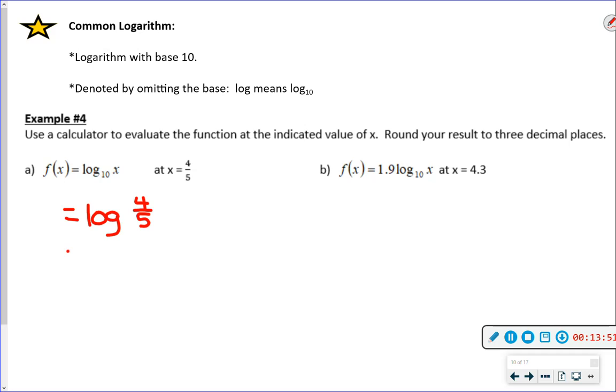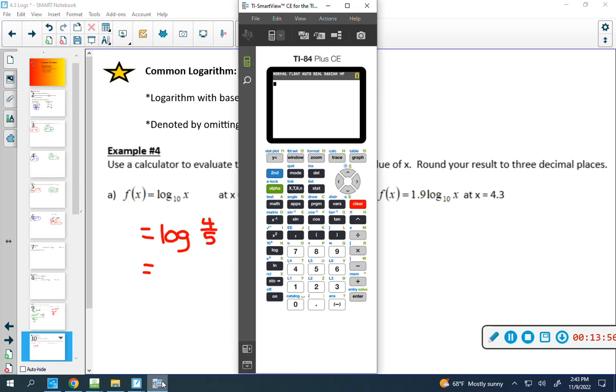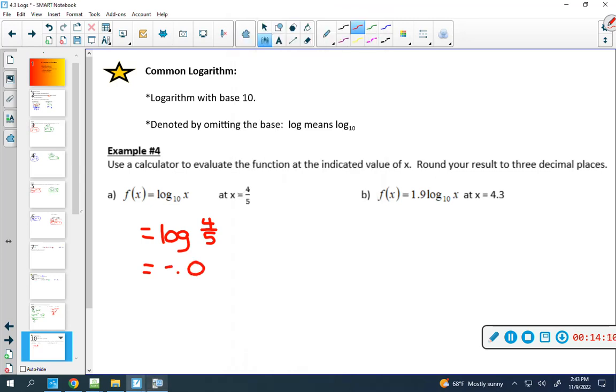And we do the same thing over there. I'm not going to type in every one for you, but let's type in this guy. So log button, 4 divided by 5. You don't have to close up the parenthesis, you can, it doesn't matter, it won't change it. So I'm going to round that to 3 decimal places. So negative point, let's go, 0.097 for that. So easy enough, but you just have to keep all the calculator keys straight.